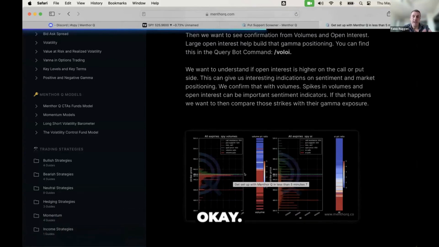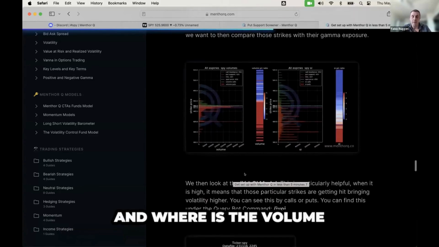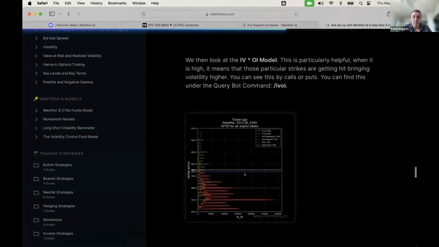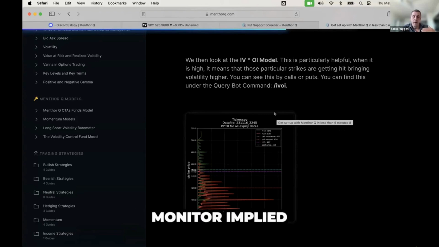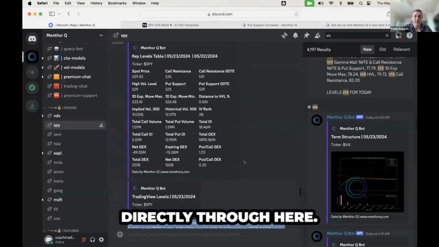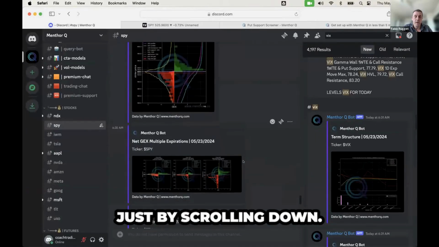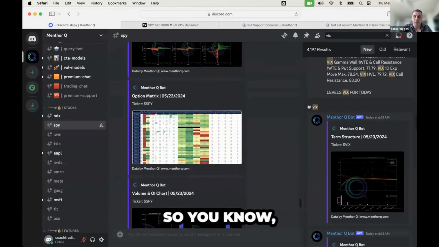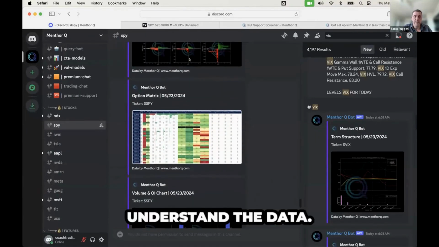We want to understand, okay, are there a lot of open options on certain strikes, right? And where is the volume coming from? IV per open interest. This one is another important one. We want to monitor implied volatility versus open interest. We want to see if there is a lot of implied volatility for certain strike prices and so on. So these are all models that you can access directly through here just by scrolling down. They follow an order, so follow the order with it, understand the data.